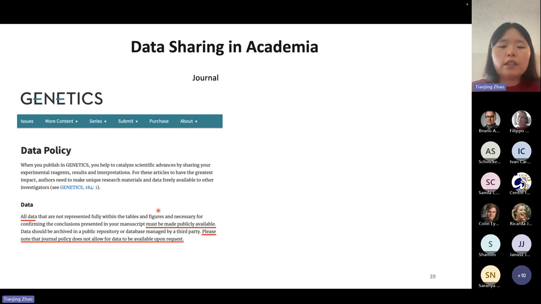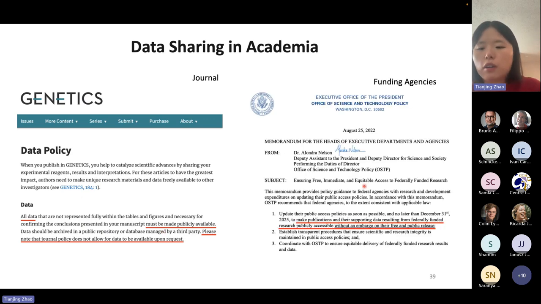So we know that data sharing is very important in academia. For example, when you submit manuscripts in genetics, it requires all the data to be publicly available. Also, a year ago, the funding agencies introduced a requirement that all publications resulting from federally funded projects should publish their data immediately.